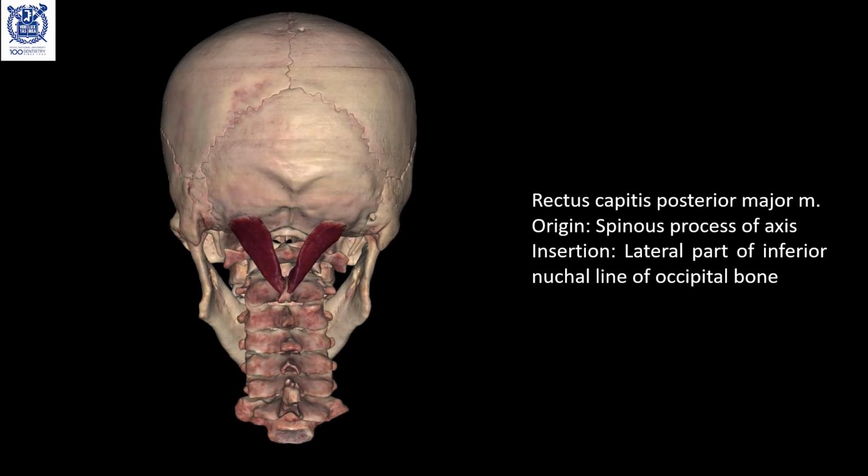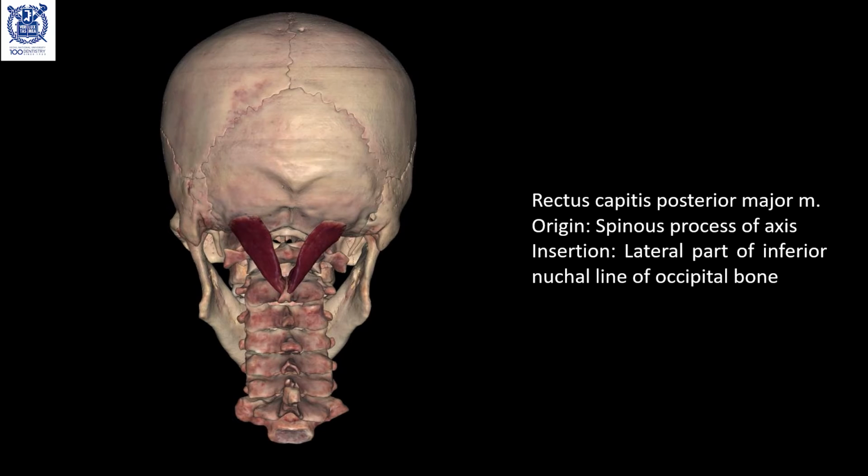Rectus capitis posterior major muscle. It is also called rectus capitis posticus major. This muscle arises by a pointed tendon from the spinous process of the axis and, becoming broader as it ascends, is inserted into the lateral part of the inferior nuchal line of the occipital bone and the surface of the bone immediately below the line. Its main actions are to extend and rotate the atlanto-occipital joint ipsilaterally.